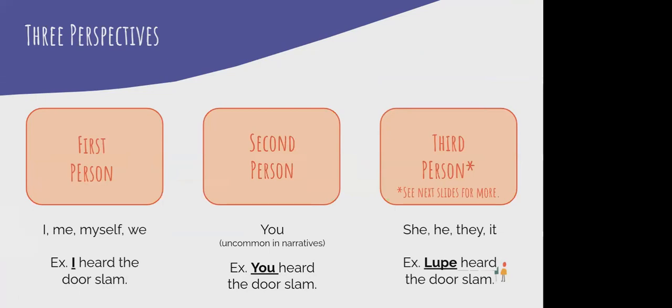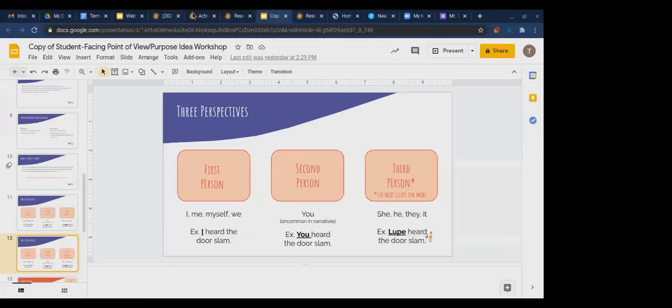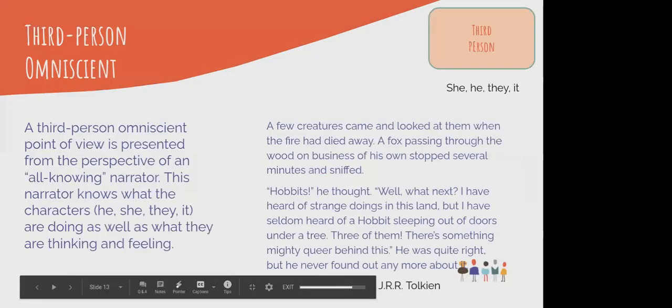Is it third person omniscient? It sure is. Good job. Who was that? Ayana. Good job, Ayana. Thank you. Yes, you are exactly right. Excellent job. All right. So two kinds of third person omniscient.